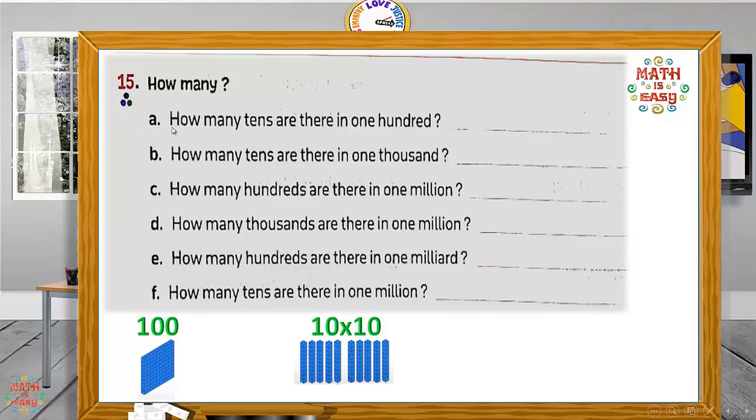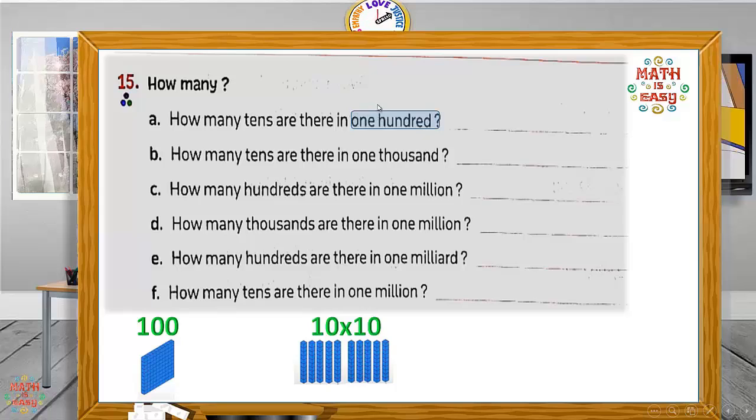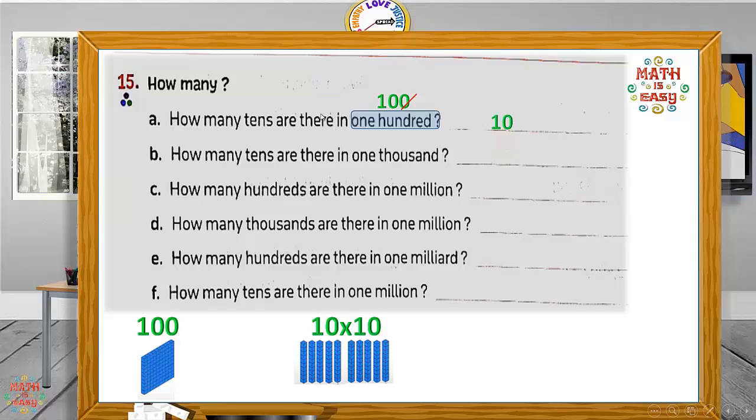But I will tell you another way to solve this exercise quickly without any problem. How many tens are there in 100? You should write this number in standard form, 100 with 2 zeros, and 10 with 1 zero. You should cross out 1 zero because he tells you how many tens. If he tells you how many hundreds, you should cross out 2 zeros. So here we will cross out 1 zero only and write the remainder. Now, how many tens are there in 100? In 100 there are 10 tens.